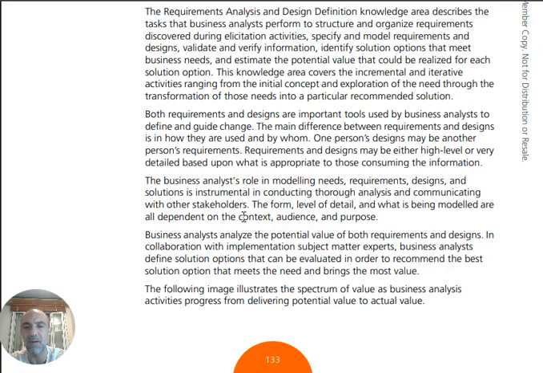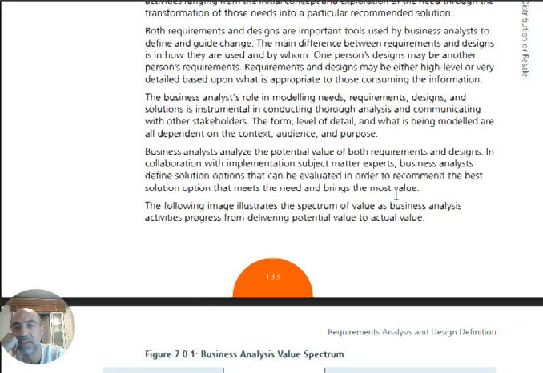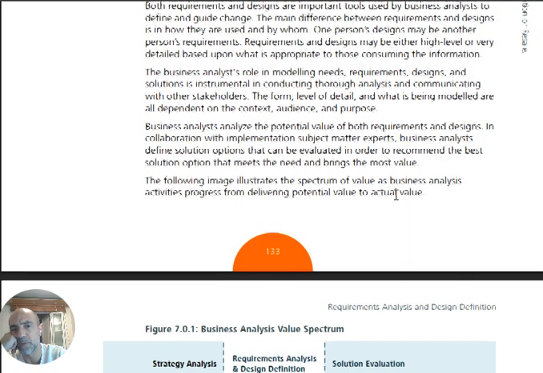All right, so our attention needs to be on the details and why anything is relevant, kind of like what all business analysis is. The business analyst role in modeling needs, requirements, design, basically solutions, is instrumental in conducting thorough analysis and communicating with other stakeholders. So they're taking us back to everything. The form, level of detail, and what is being modeled are all dependent on the context, audience, and purpose.